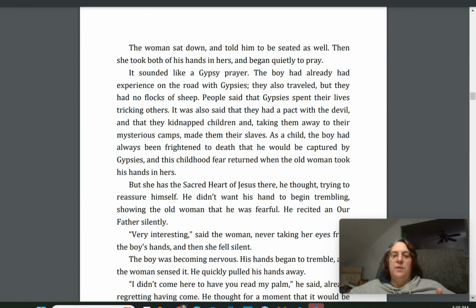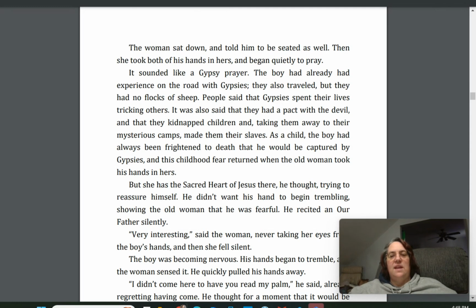Then she took both of his hands in hers and began quietly to pray. It sounded like a gypsy prayer. The boy had already had experience on the road with gypsies. They also traveled, but they had no flocks of sheep. People said that gypsies spent their lives tricking others.